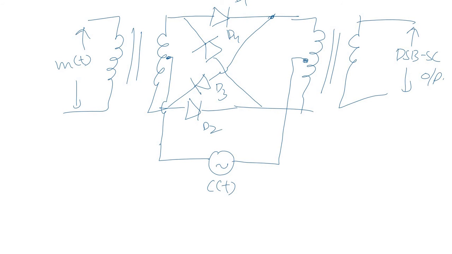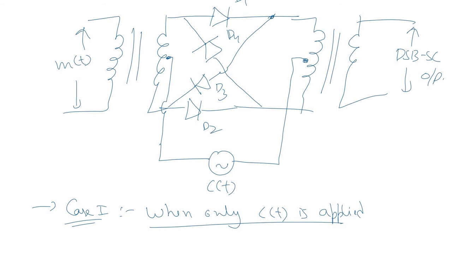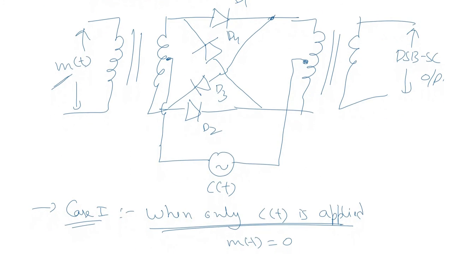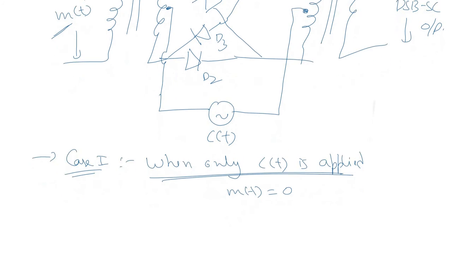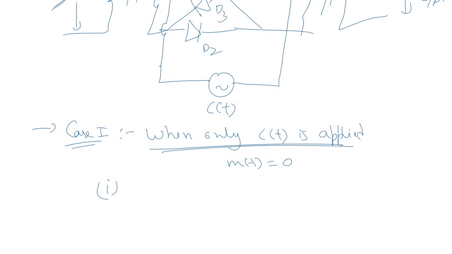Let us first analyze case 1. Case 1 is a scenario when only c(t) is present, when only your carrier signal is applied and there is no message signal, that is m(t) is equal to 0. There is no message signal applied at the input and only we apply the carrier signal. The switching of all the 4 diodes will depend on the polarity of the carrier signal. This case will have further 2 subdivisions.